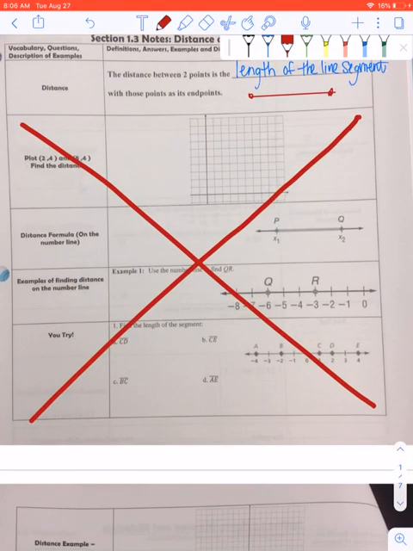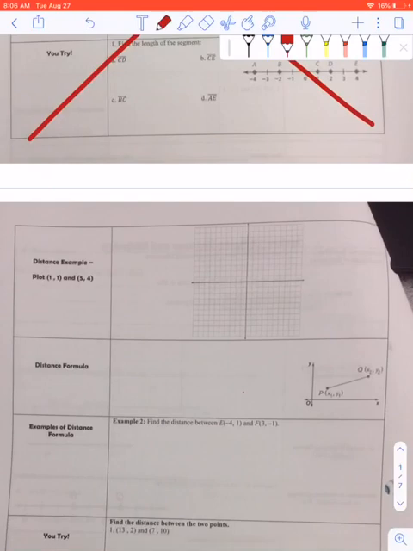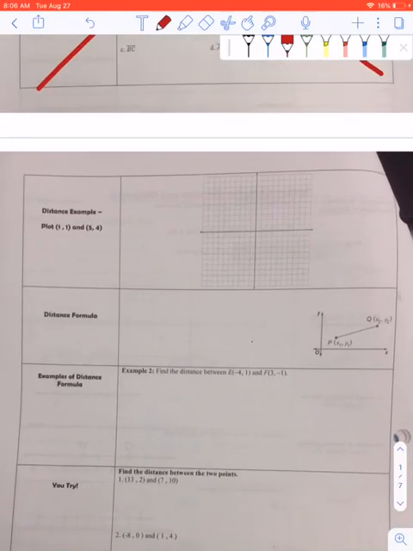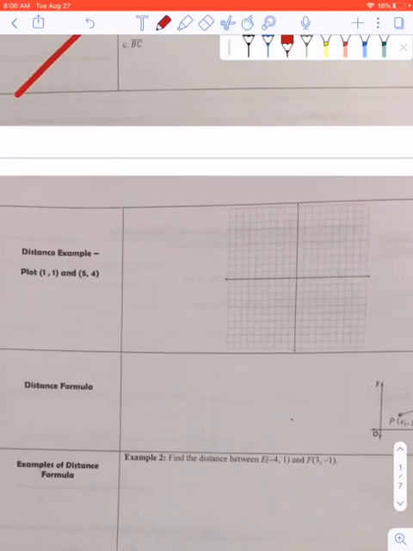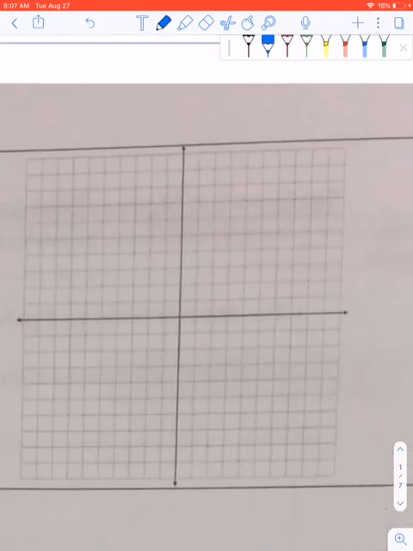Okay, we're going to skip distance on a number line, and we're only going to talk today about distance on a coordinate plane. Okay, so you can turn to the next page when you're ready. We're going to do an example of distance on a coordinate plane first. So I'm going to plot these 2 points. It's (1, 1) and (5, 4).